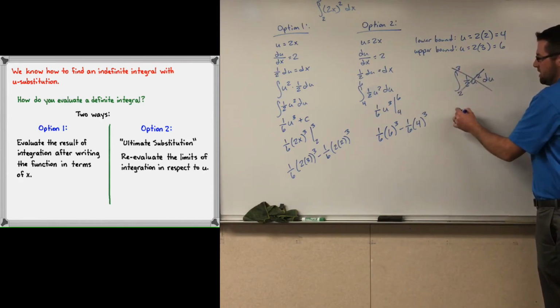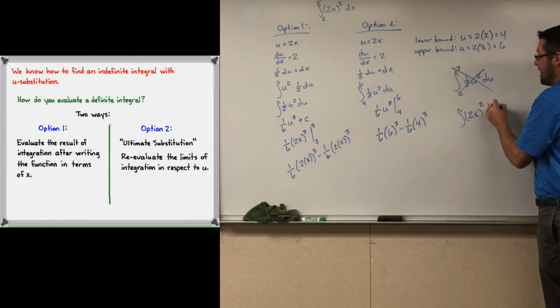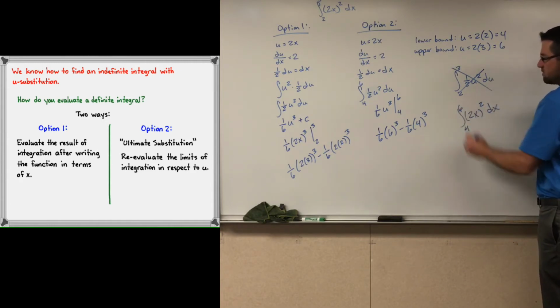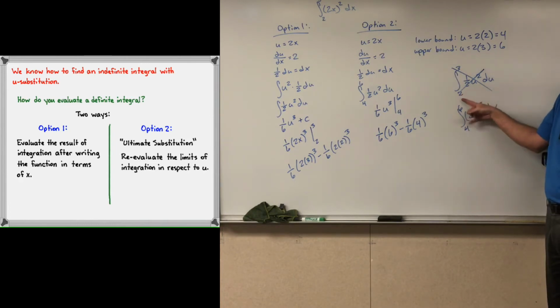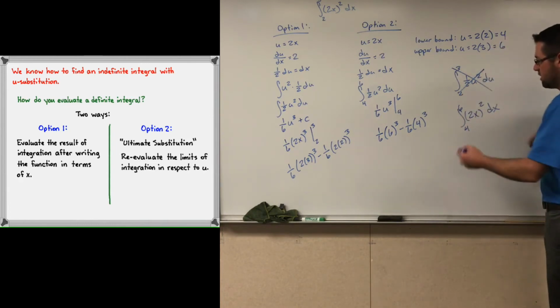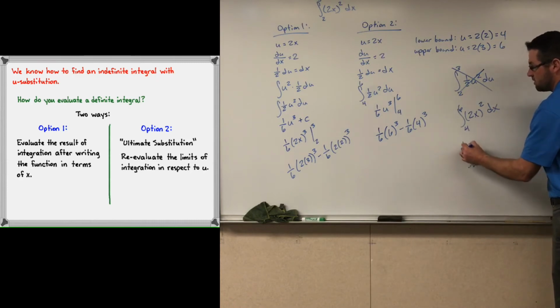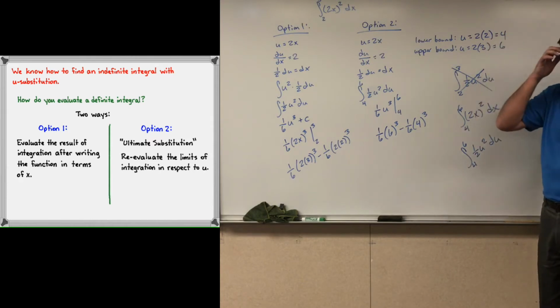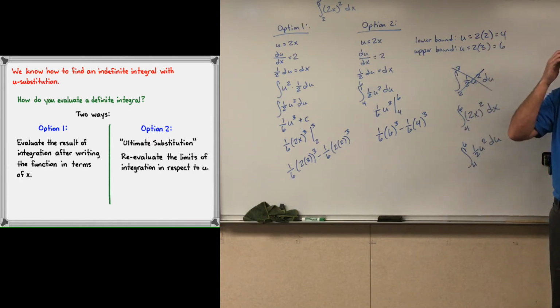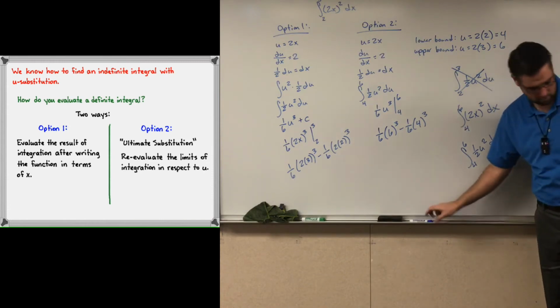And then they might do something like this. They might say the integral of 2x squared dx from 4 to 6. The function's in terms of x, but the limits are in terms of u. And so then they'll give you the option of the integral from 4 to 6 of 1/2 u squared du. So now the function's in terms of u, the limits are in terms of u, so we're good to go. Does that make sense? So it's just good practice to do ultimate substitution. Okay?